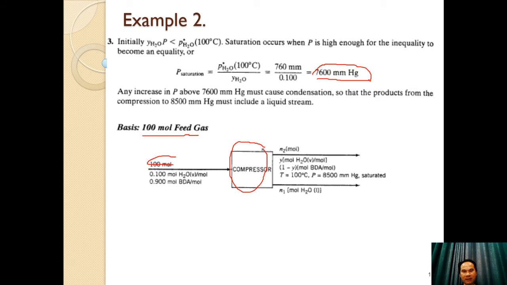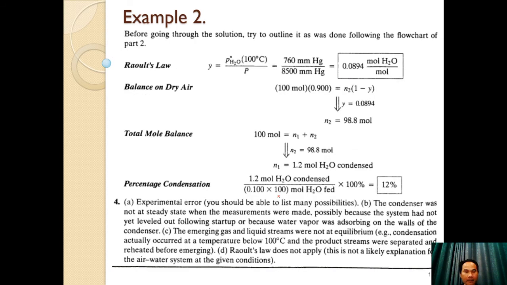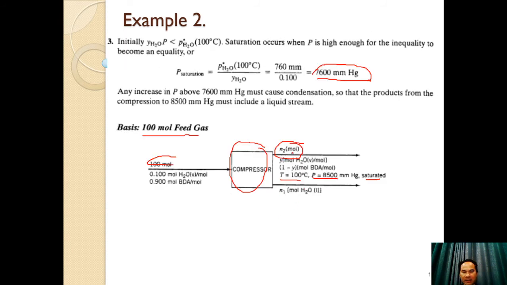The compressor has two outputs. N2 is the mole of air, which includes water vapor and dry air. You know the temperature is 100, and we increase the pressure at constant temperature. It is saturated. And N1 is the mole of water content. That's why we have three unknowns. We have two species balances and one Raoult law, so you can solve the material balance.